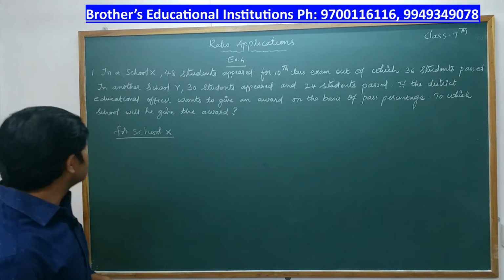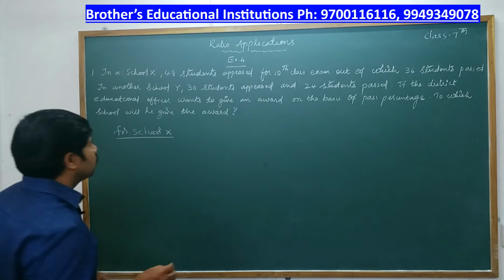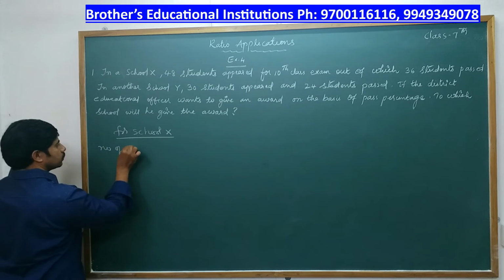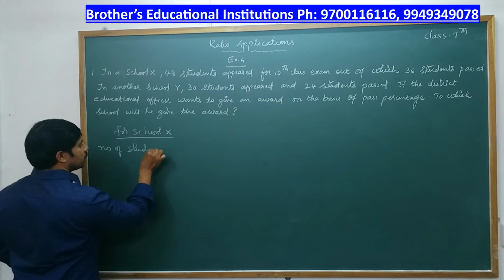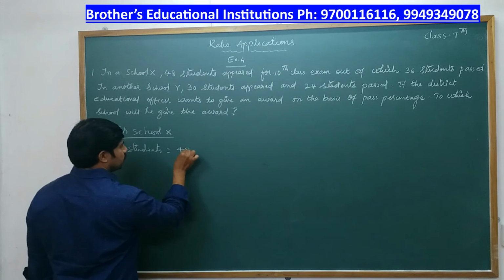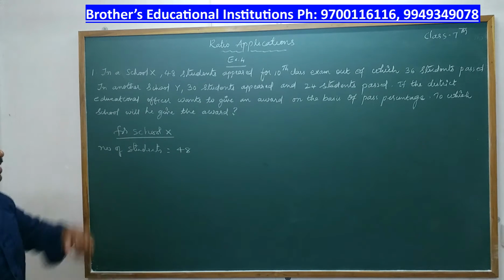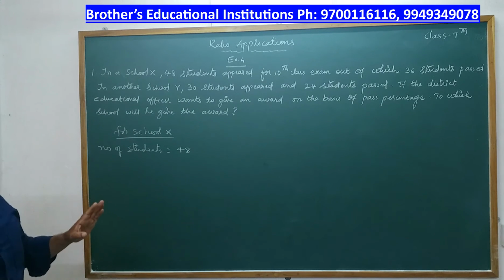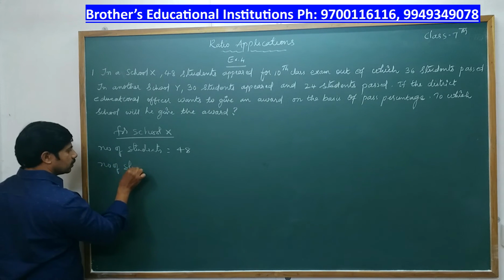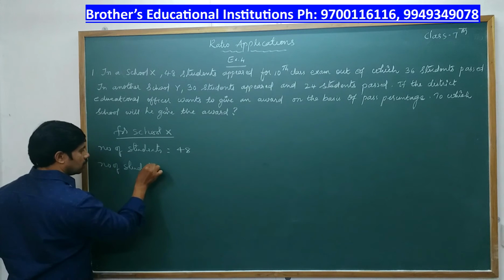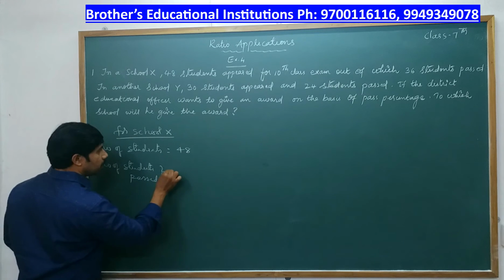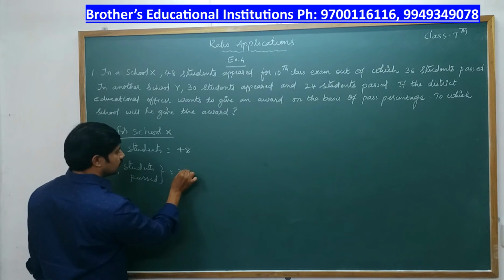So here first we will find out for school X. So first, the number of students. How many students are there in the X school? The number of students is 48. That means that 48 students appeared for 10th class exam, out of which 36 students passed. How many passed? The number of students passed is 36.